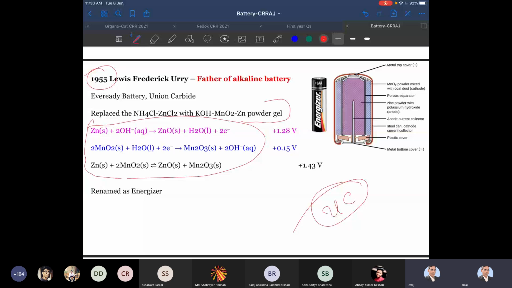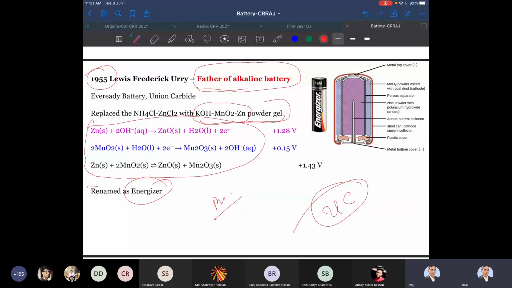The one he bought in the shop, the car stopped within 30 minutes. Right? That means the battery's life is gone. But his battery could survive hours together. So that is a very major breakthrough in primary battery development, what we call the father of the alkaline battery. The alkaline battery is basically KOH, MnO2 and zinc powder gel. He renamed that conventional battery as an energizer because it energized the toy car. As a result, he put it that way. That is a really groundbreaking story for that time.